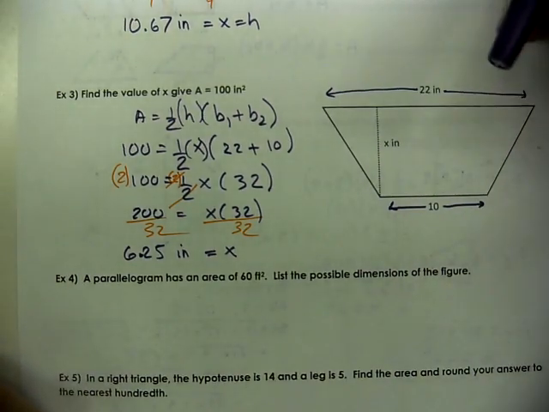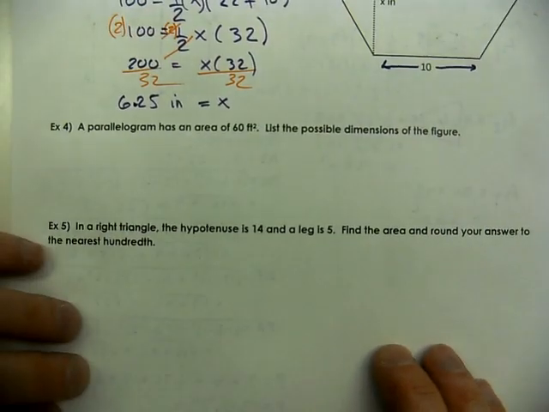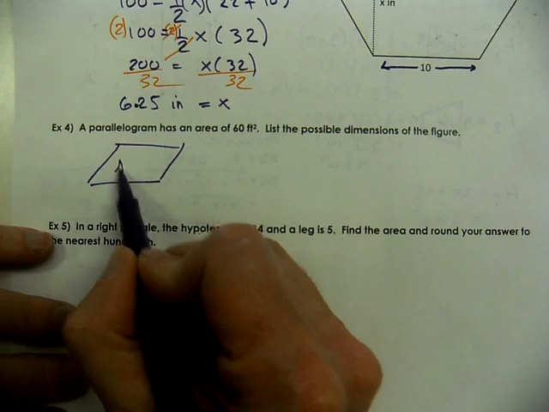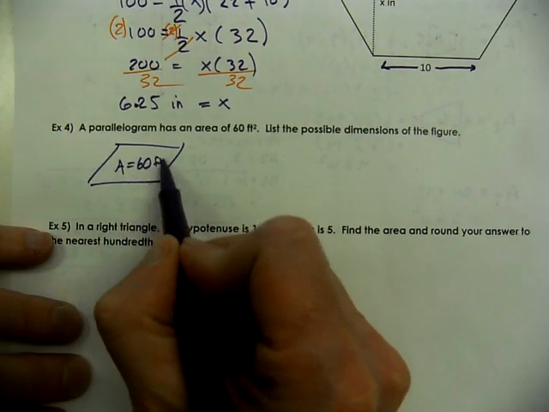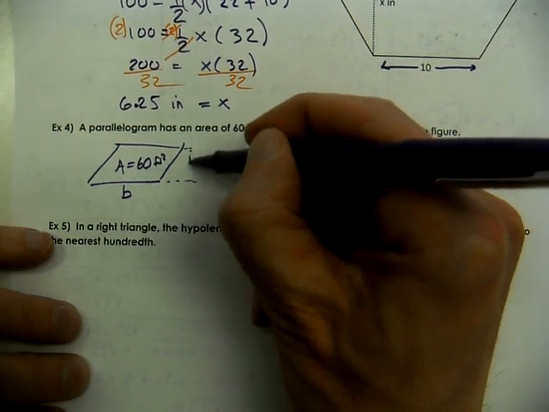Here are a couple other problem types to finish this off. Example number 4, let's go to a parallelogram now. And let's say it has an area of 60 square feet. Right? You have a base, you have a certain height.